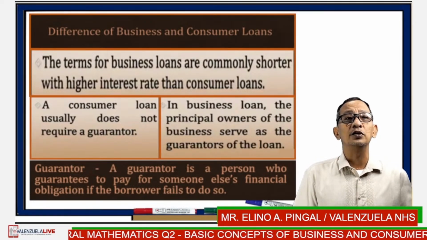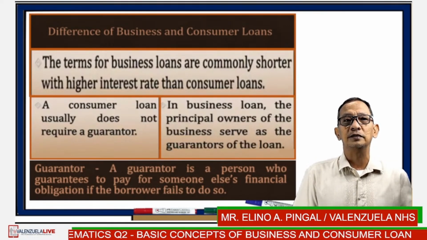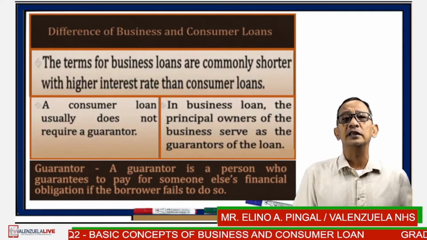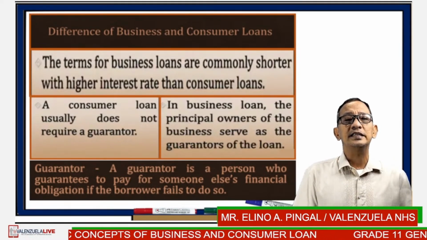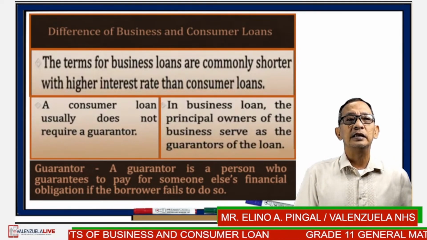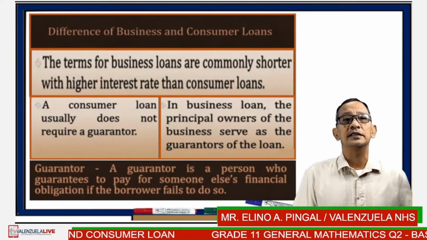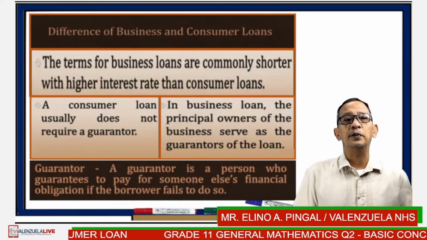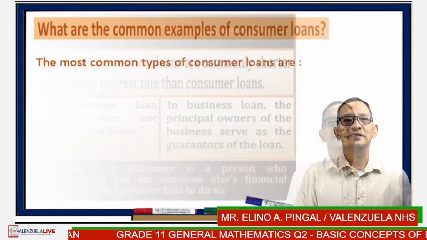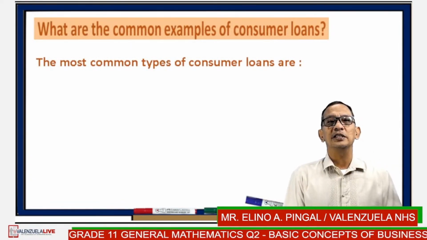A consumer loan usually does not require a guarantor, but in business loan, the principal owners of the business serves as the guarantors of the loan. A guarantor, by the way, is a person who guarantees to pay for someone else's financial obligation if the borrower fails to do so. What are the common examples of consumer loans?